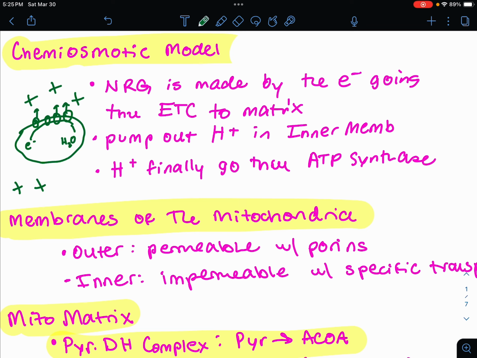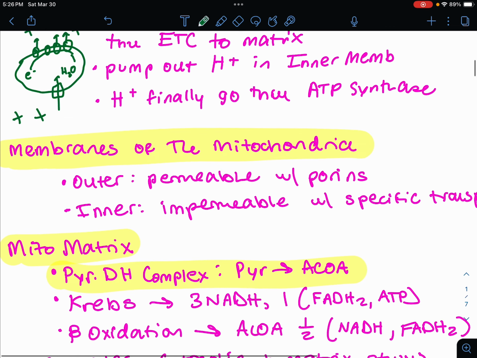And then we have ATP synthase, and these hydrogens that were on the outside in the inner mitochondrial membrane space, remember, that's a high area of positives. Those hydrogens are going to flow back into the matrix, and when we have that downhill flow of the hydrogens, that's going to drive ATP synthesis.